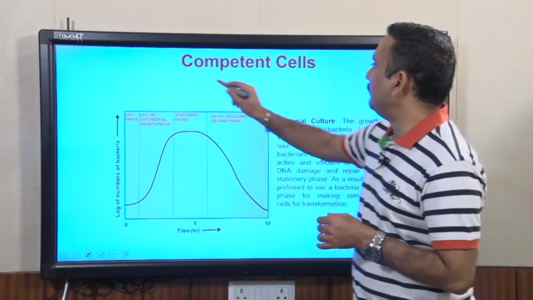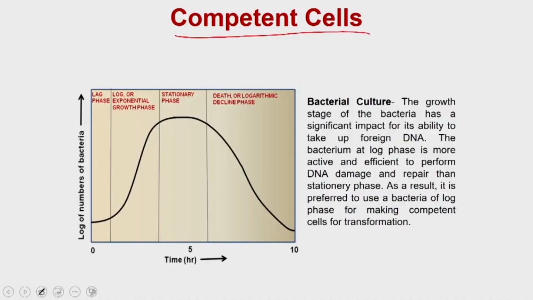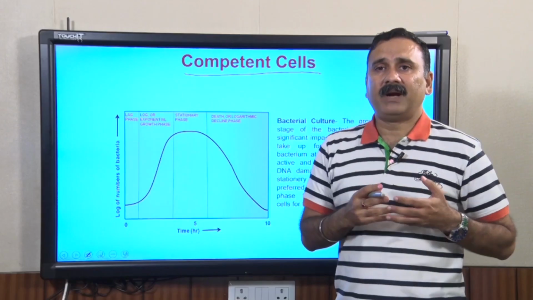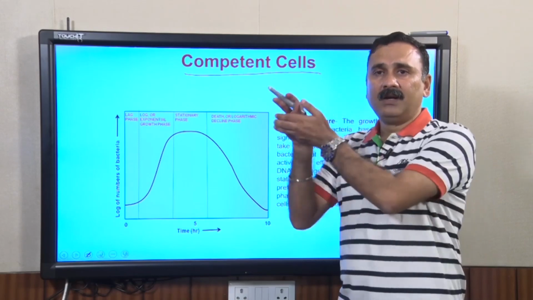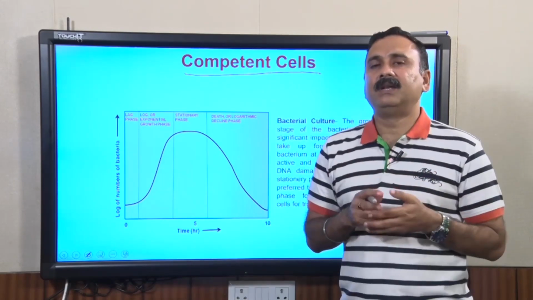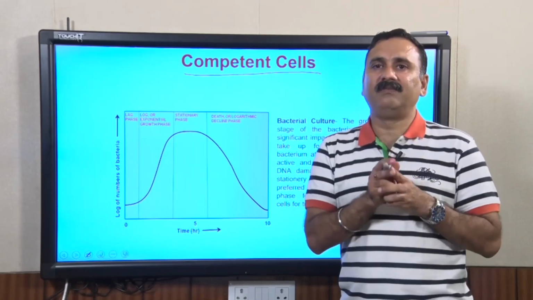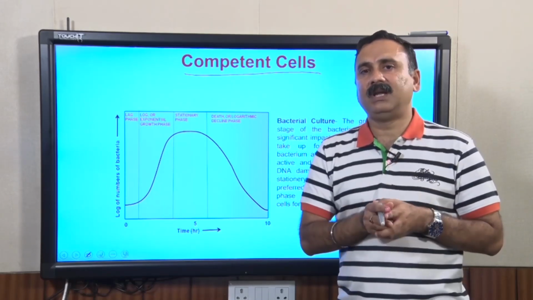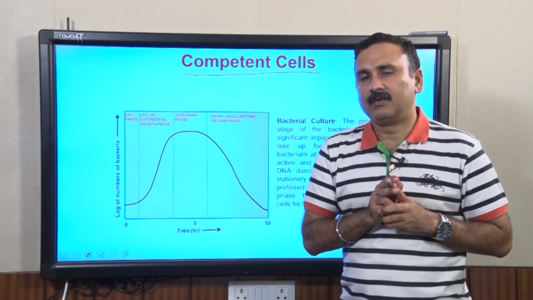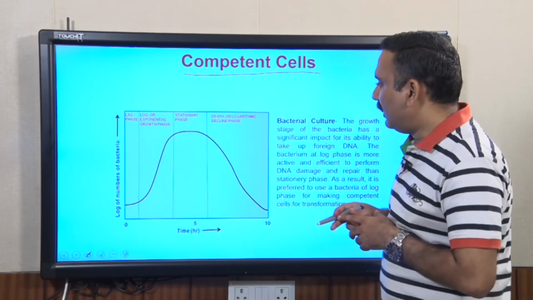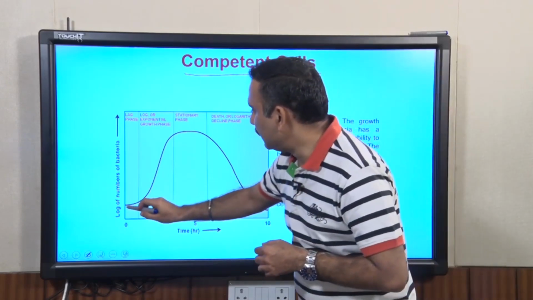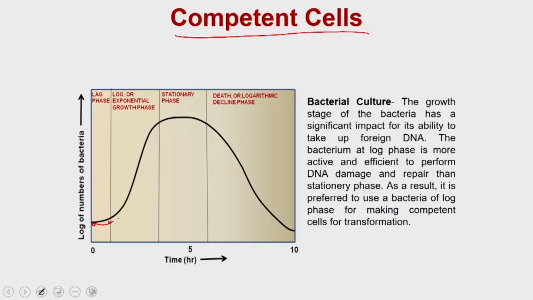While you are preparing the competent cells, you have to be a little careful about what kind of bacteria you use. The ability of a bacteria changes while it is going through the different phases of growth in the media, and that is why it is important to choose a phase which is very efficient in taking up the DNA, as well as giving you better transformation. If you see a bacterial growth curve, you have a lag phase, then a log phase, then a stationary phase, and then a death phase. All these phases and their significance we have discussed in the previous lectures.